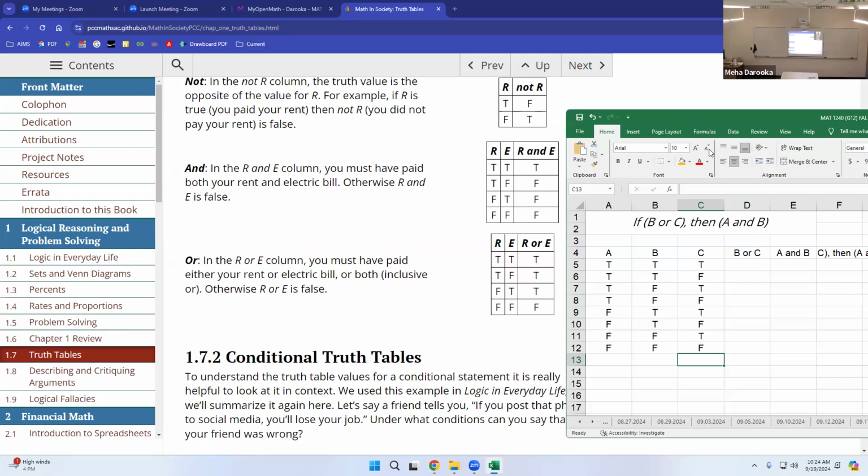So now you are doing the B or C column, which means you're going to be looking at both the B and the C columns and using the OR, right? So that means as long as one of them is a truth value, your B or C column will have a true. If both are false, then it's going to be false.